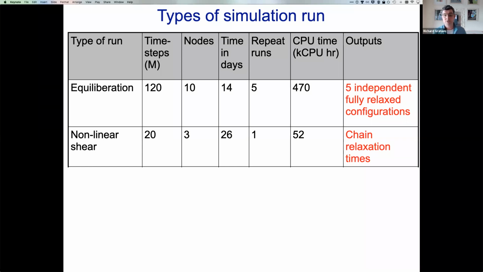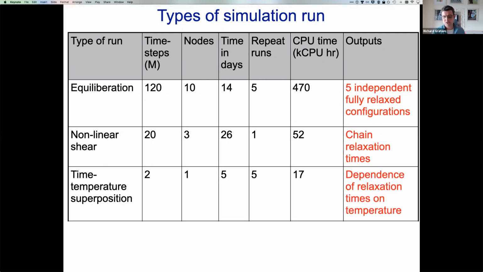Then we need to work out some of the relaxation times. We did that via a nonlinear shear simulation because new relaxation times appear when you impose shear. So this was a much shorter simulation. We only needed to do it once, and that would tell us the chain relaxation times. We needed to know how those relaxation times would change with temperature because we wanted to run at different temperatures. So we did a series of runs at different temperatures, which I'll talk about in a moment. These were extremely short runs, but we needed to do a reasonable number just to scan out the temperature space. And that gave us the dependence of the relaxation times on temperature.